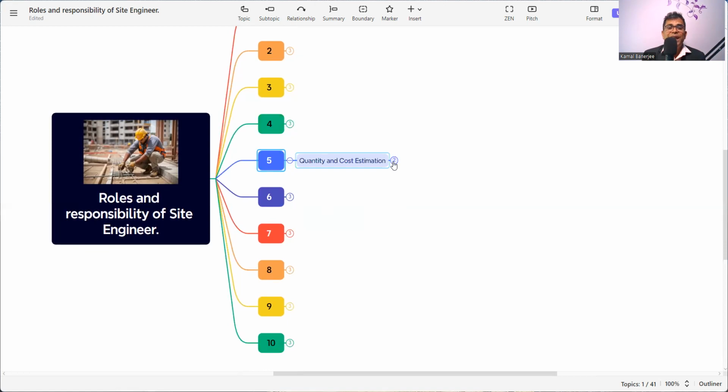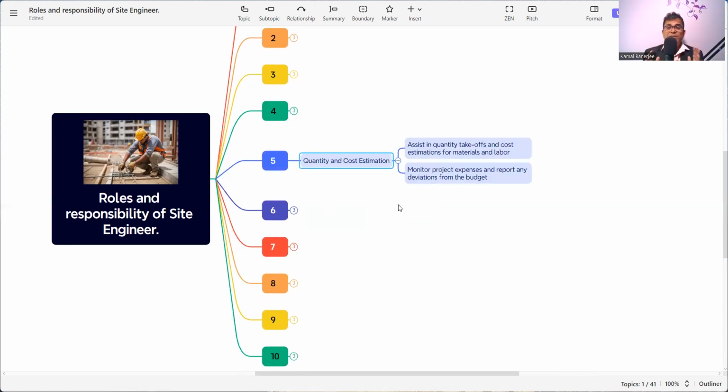Then in quantity and cost estimation. Now, as a site engineer, suppose you need to do the block work. What will be the area of the block work? And to do that block work, what will be the number of blocks required? What will be the sand requirement? What will be the cement requirement? And what will be the block work accessories requirement? Who will do all that quantity and cost estimation? As a site engineer, you need to prepare it and hand it over to the construction manager for them to arrange the material and the manpower for you.